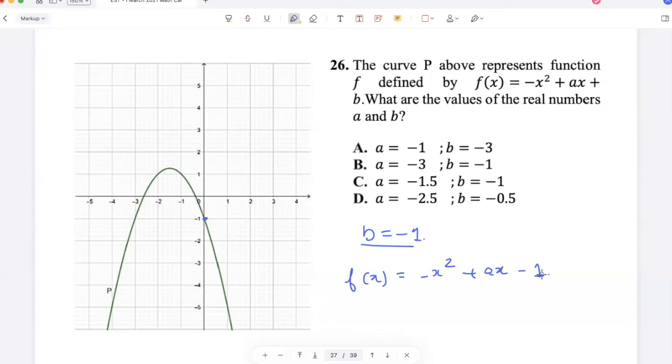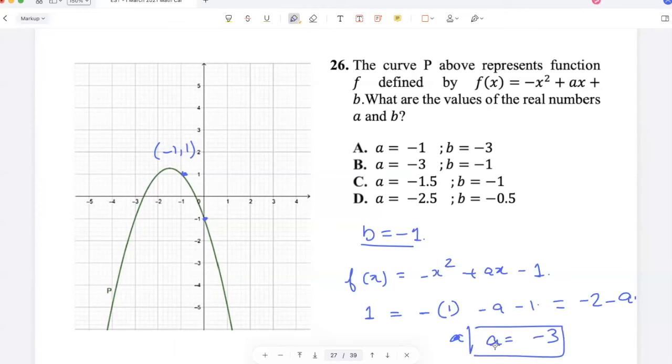Okay, and to find a, I can use this point, -1, 1. So 1 is, 1 minus a minus 1. So a, 1 second. Yeah. So let me just write this: -1, -2 minus a. So a is -3, right? Okay, so a is -3 and b is -1, option B.